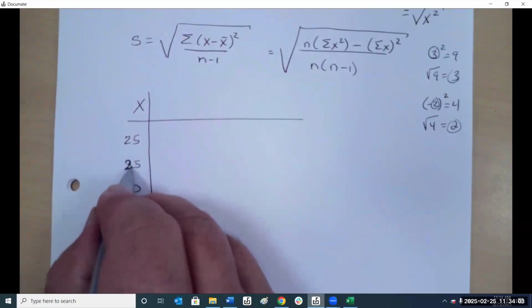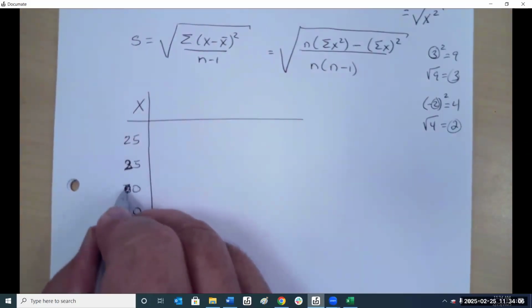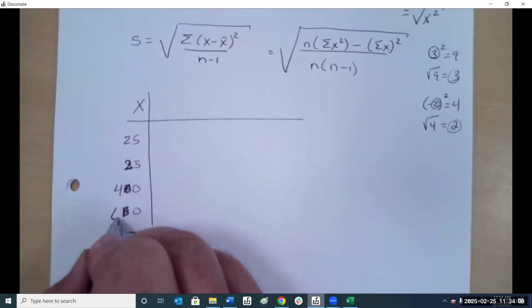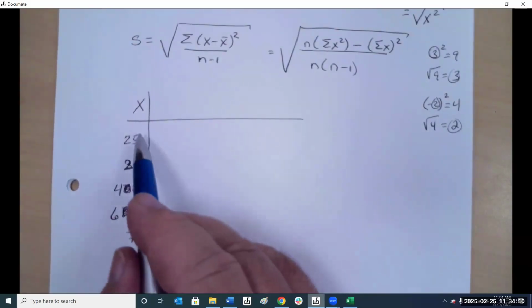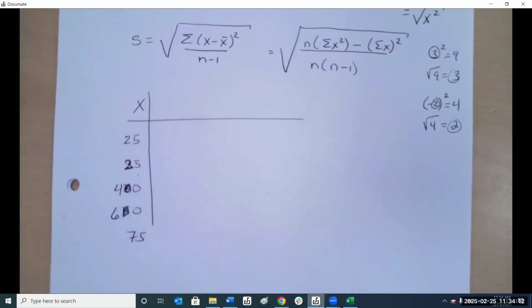Let's get our data. I'll make these easier for us, so we don't have to use calculators. So it's 25, 25, 40, 60, 75.